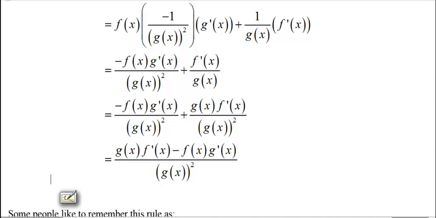And if it helps you to remember it, the g's kind of go on the outside here. The bottom kind of stays down the bottom there, and you square it. And then you have the bottom times the derivative of the top minus the top times the derivative of the bottom. Just like I normally write the product rule, the stuff that doesn't change I write first, then the derivative.